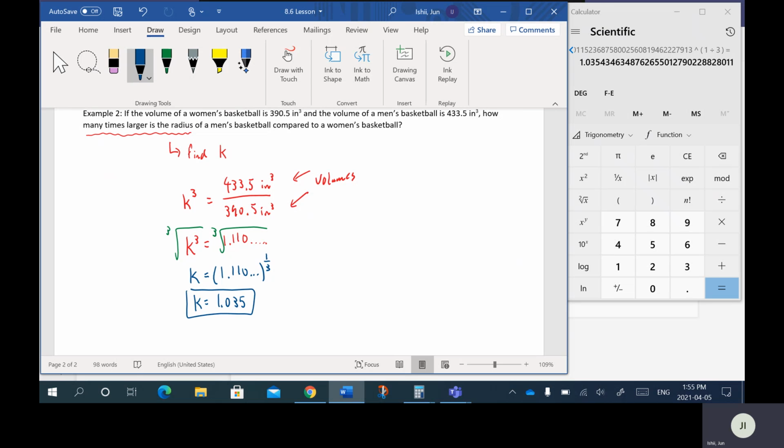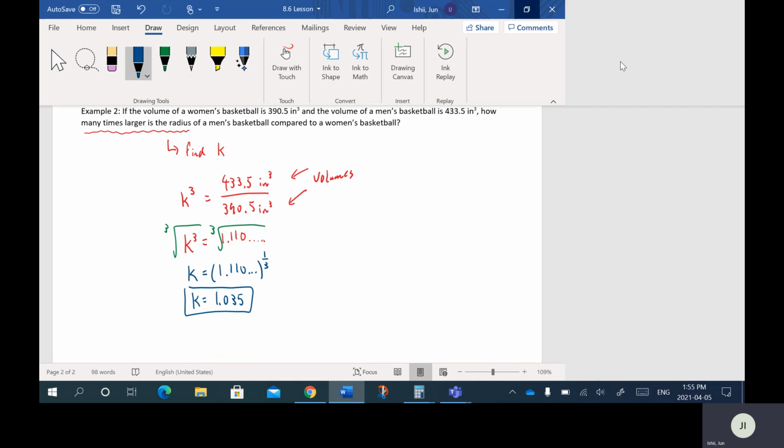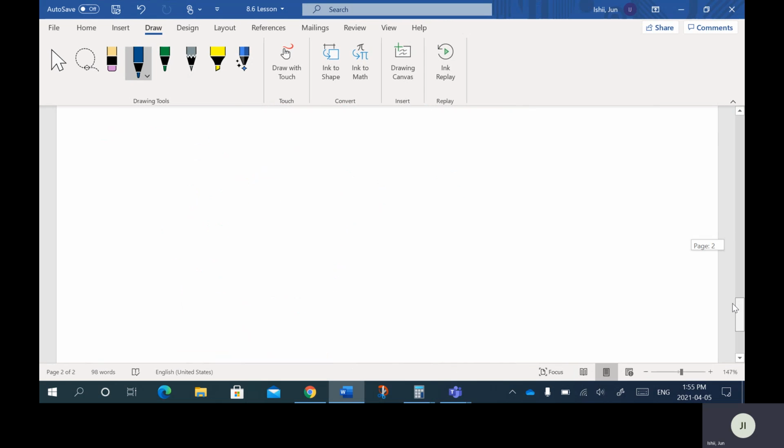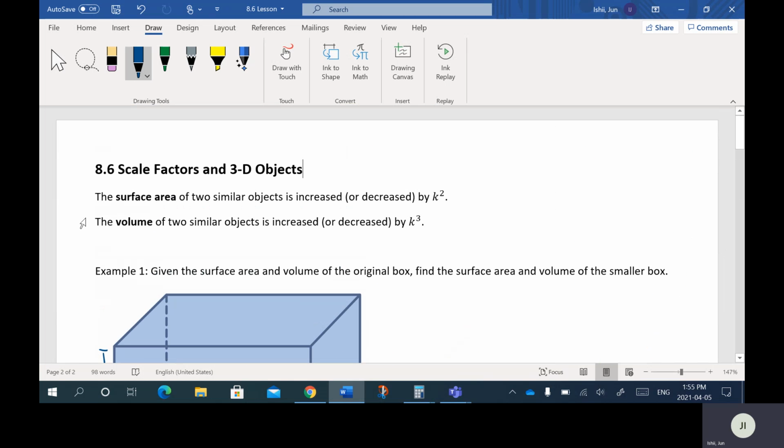So this is the scale factor comparing the two basketballs. That is scale factors and three-dimensional objects. Again, this is the key part here: surface area is changed by k squared, volume is changed by k cubed.